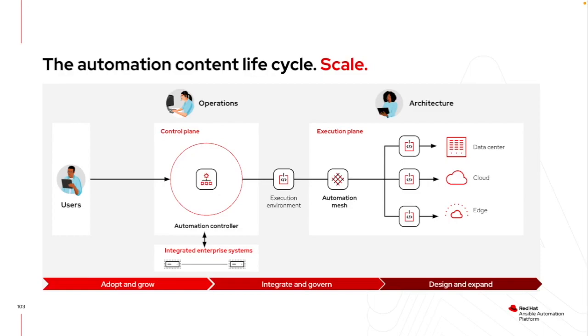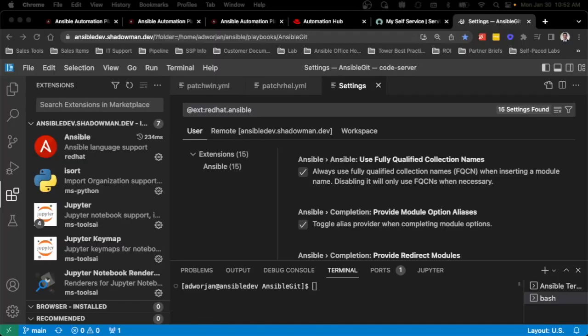So obviously I want to show these different pieces. I'm going to start with the content creation capability and then go through the other pieces of the automation platform. First, I'm going to start with the create capability, Ansible Navigator, and that VS Code extension.